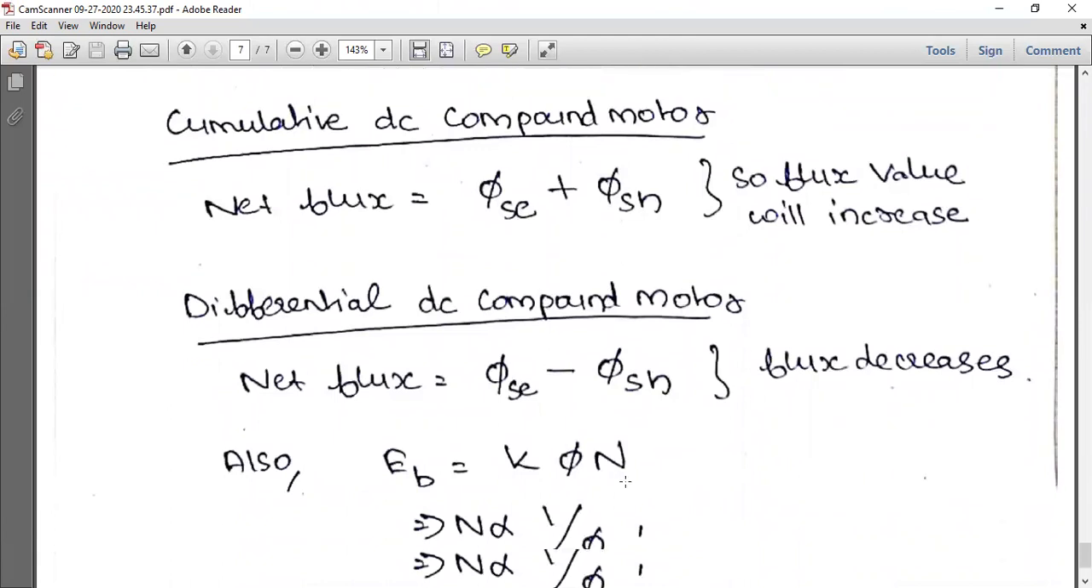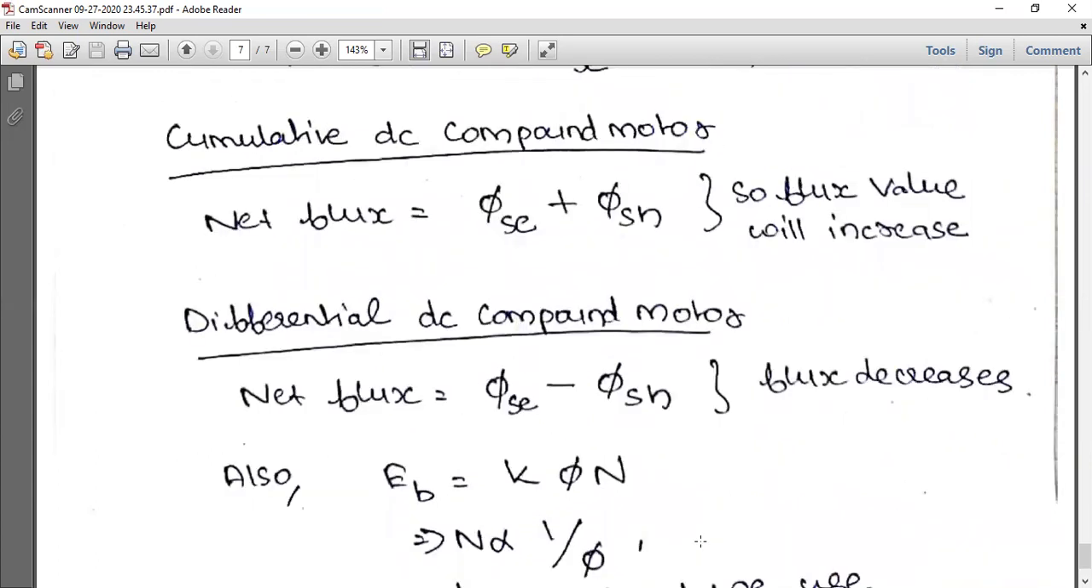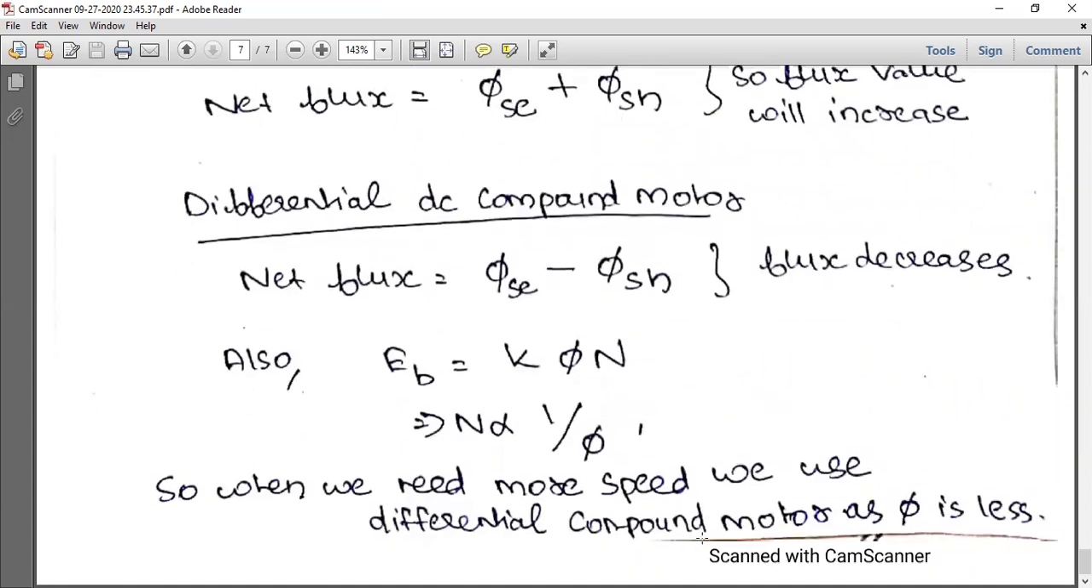We know that the back EMF is equal to K into phi into N, because other terms are all constant. So EB is proportional to phi into N, and we can write the speed N is proportional to 1 by phi. So when we need more speed, flux should be less. Where is flux less? In a differential DC compound motor. Just remember, differential means the difference, so the net flux will be less, and cumulative means it's getting cumulated, so flux will be more. So for increased speed, we use a differential compound motor.